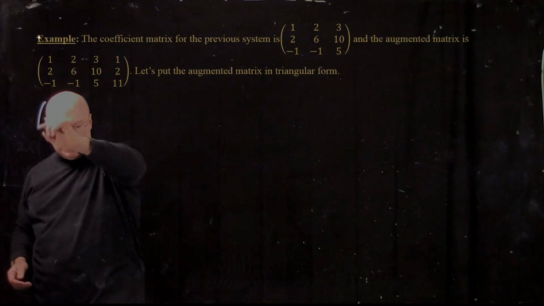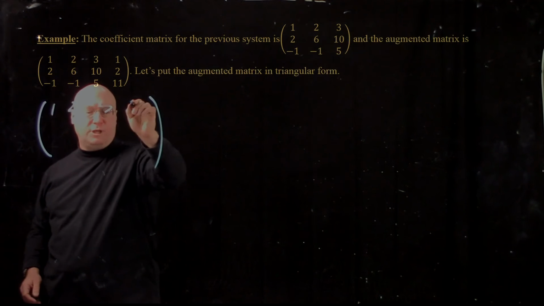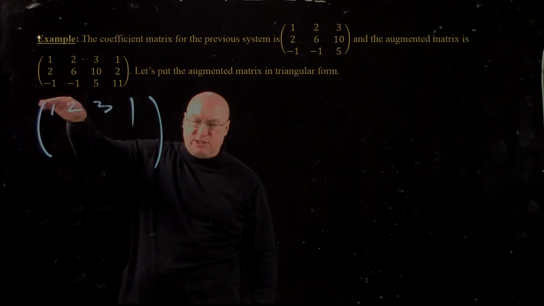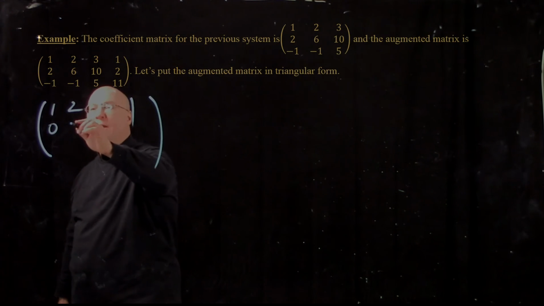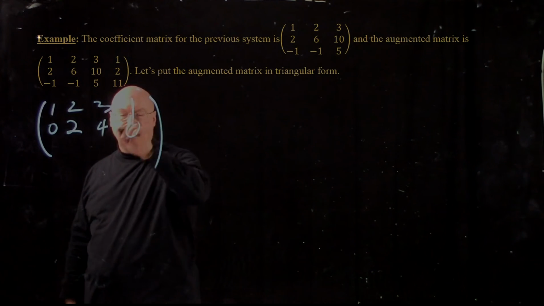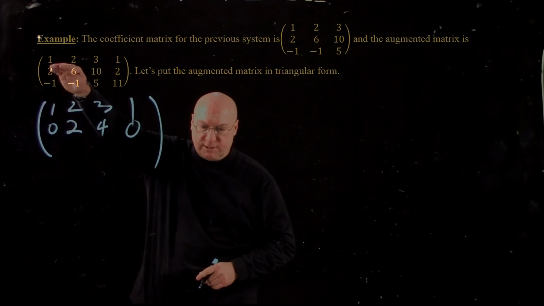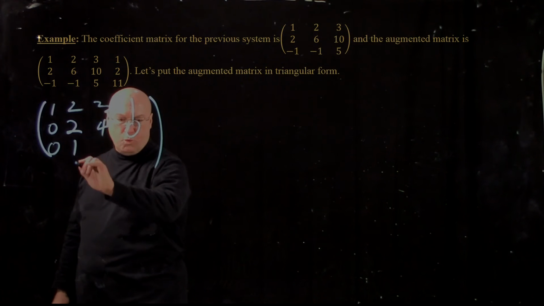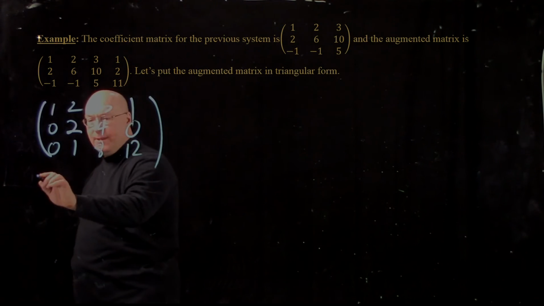All right, so let me just start here with 1, 2, 3, 1. Now what I'm going to do is take negative 2 times this row and add it to that row, right? So that gives me 0, 2, 4, 0. And then I'm just going to take the top row here, and add it to the bottom row. So I get 0, 1, 8, and 12.